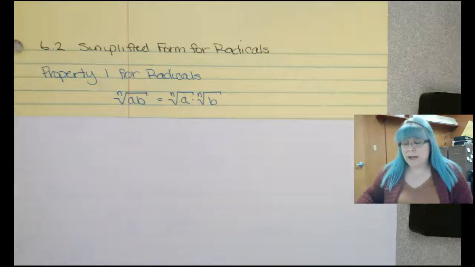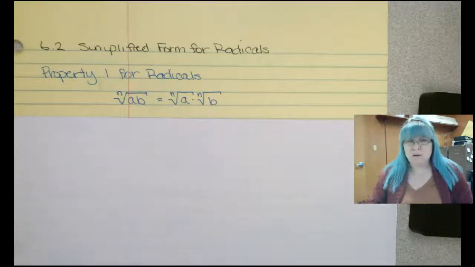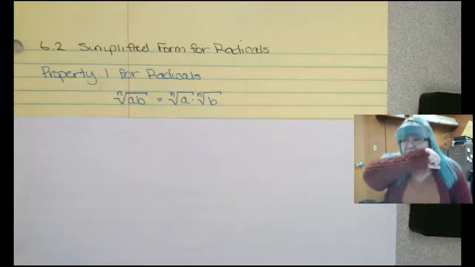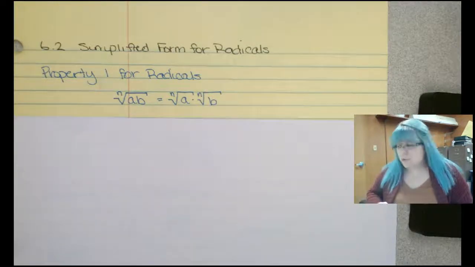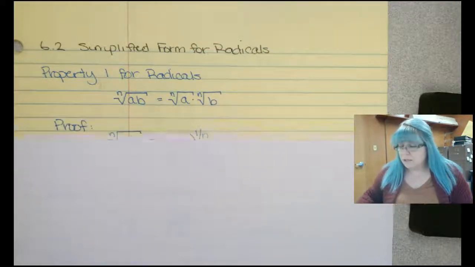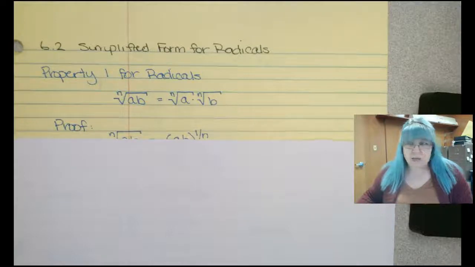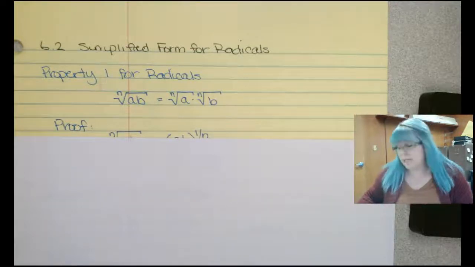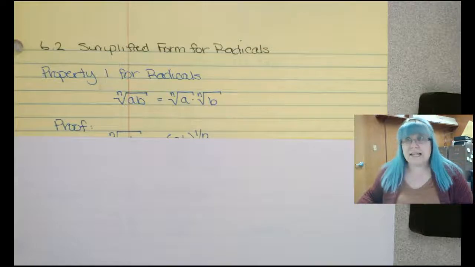The first property for radicals is the nth root of AB will equal the nth root of A times the nth root of B. Well, why is this possible? Here's the proof of it. Normally I don't like to show a lot of proofs, but this one was kind of short and sweet and made the point across a little easier.